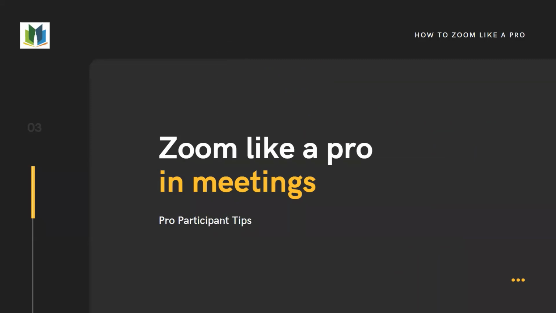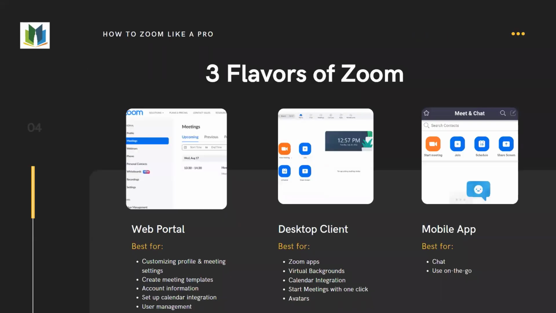The first half of this presentation is going to cover how you can be more of a pro while attending meetings. And the first thing to know about is that there are actually three ways that you can access Zoom. You can go through the web portal at zoom.us to access all of your Zoom meetings. This will launch a meeting from within a browser.